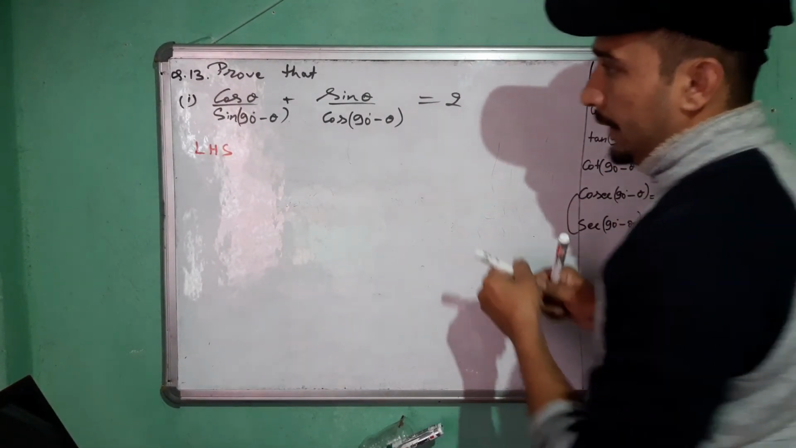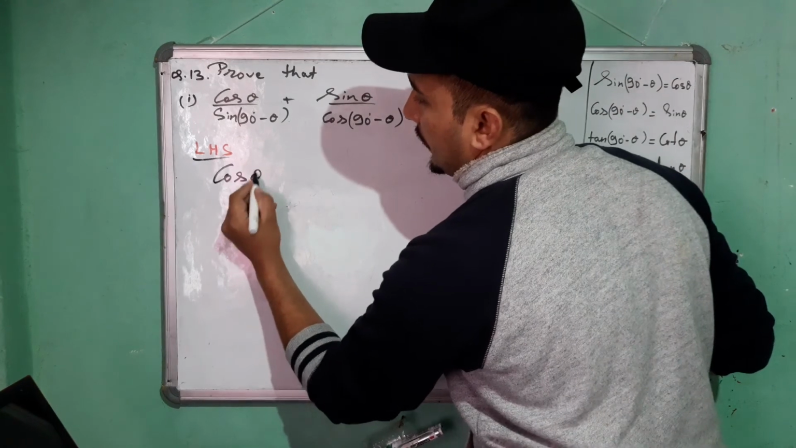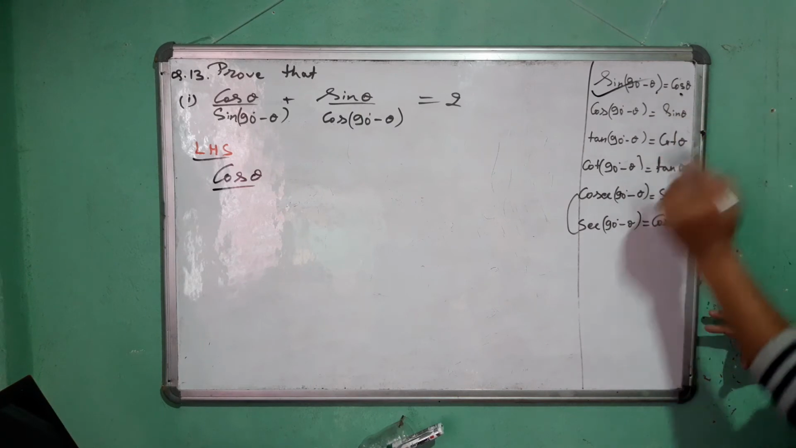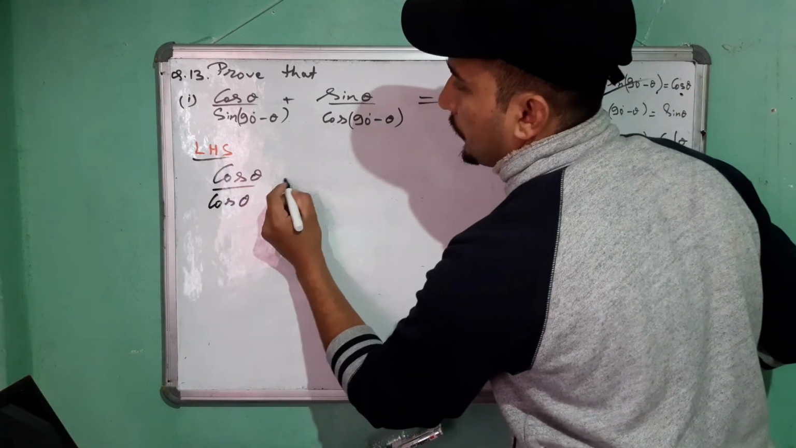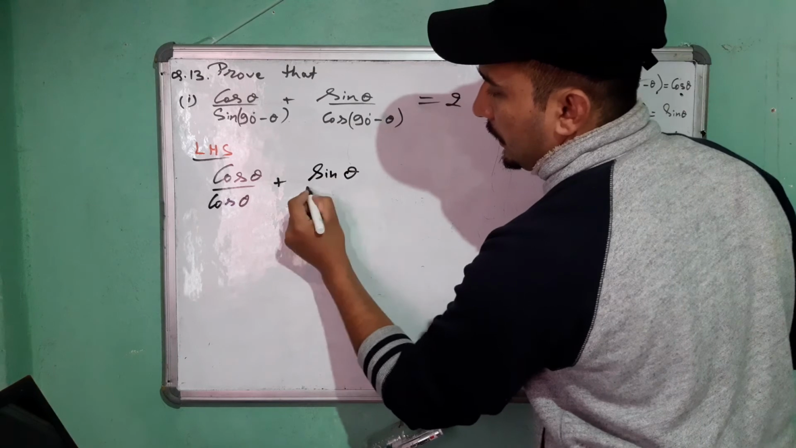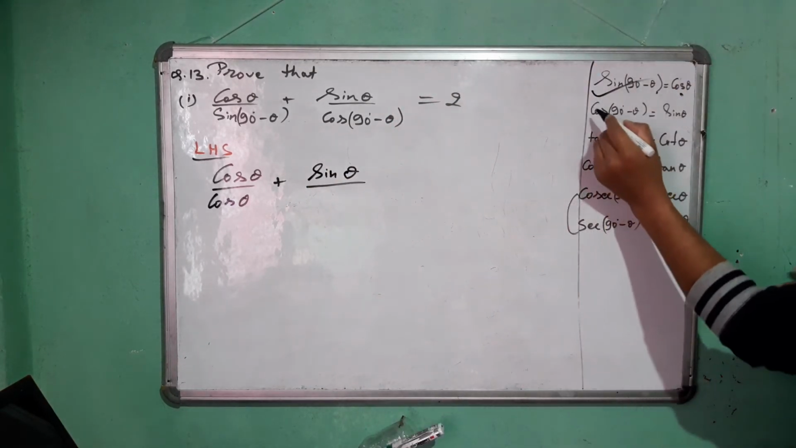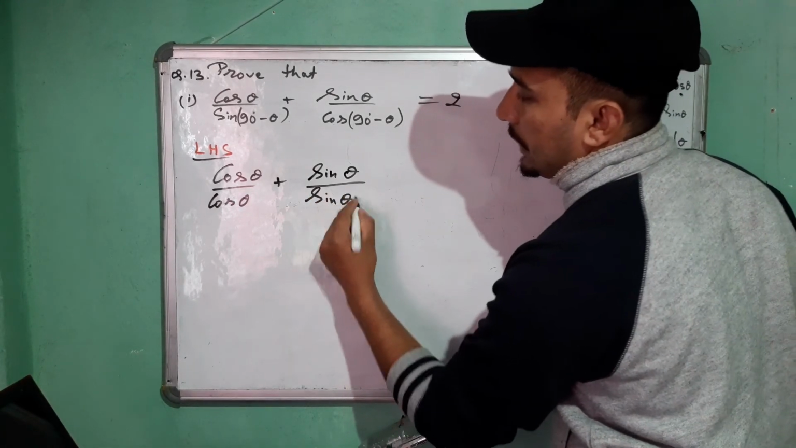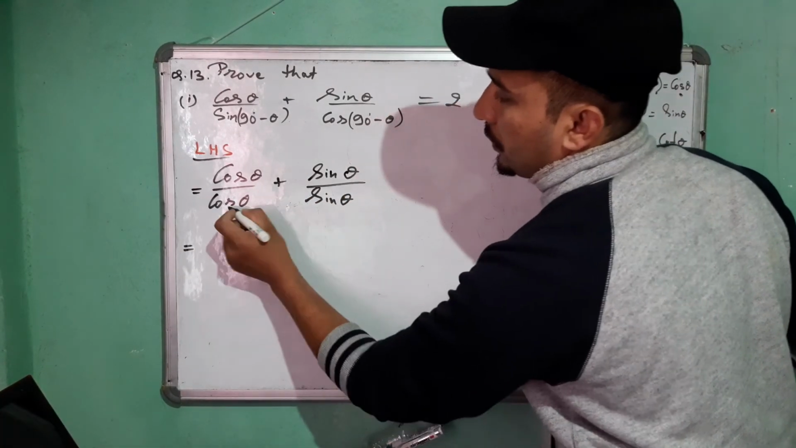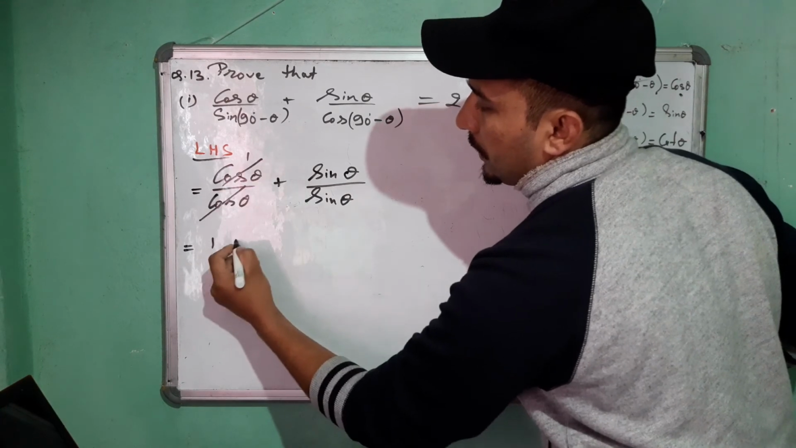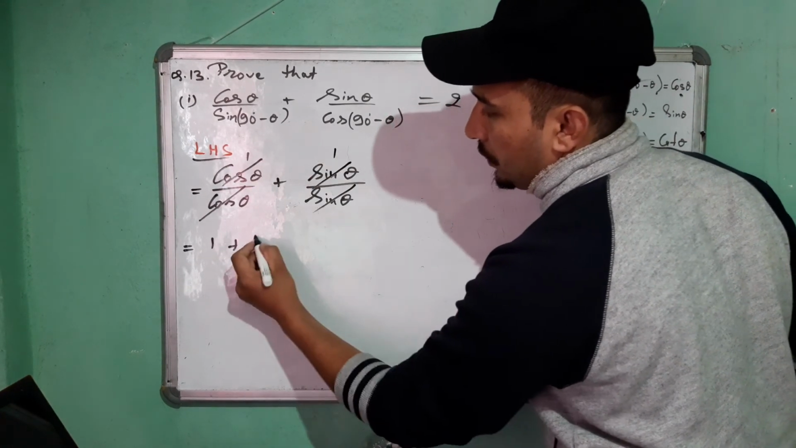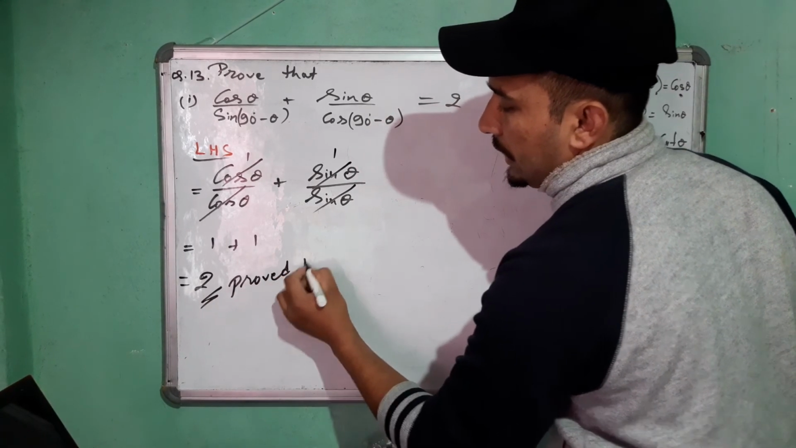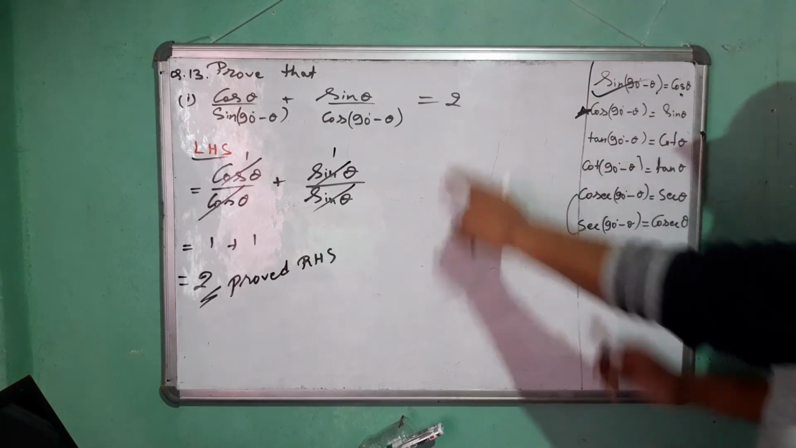From the left hand side, you have cos theta divided by sin 90 degree minus theta. Sin 90 degree minus theta, you can write as cos theta, plus sin theta divided by cos 90 degree minus theta. Cos 90 degree minus theta, you can write as sin theta, complementary relation. Cos theta and cos theta get cancelled one time, plus sin theta and sin theta also get cancelled one time. So 1 plus 1 is 2. Proved, LHS equals RHS. This is proved.